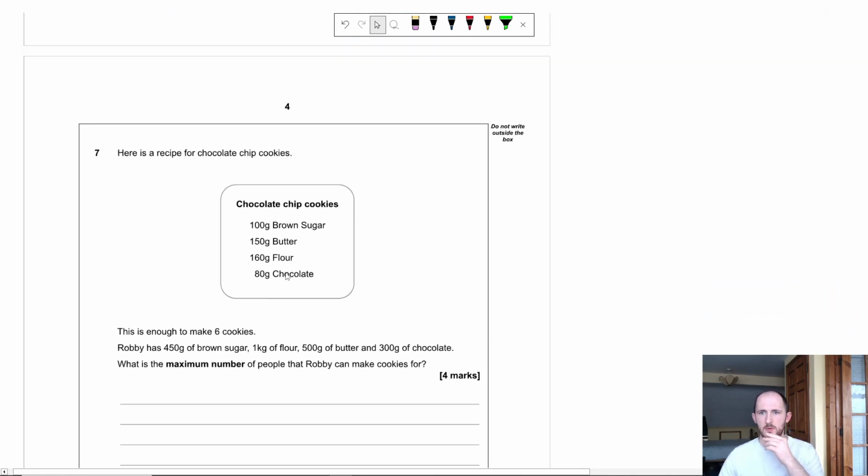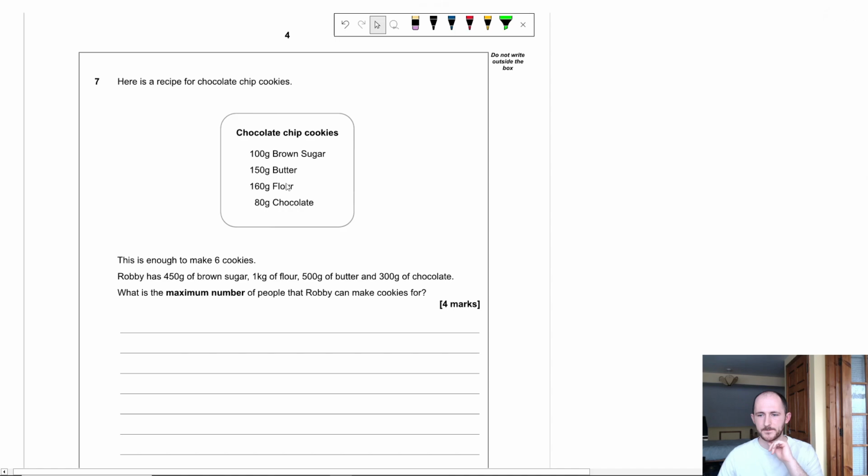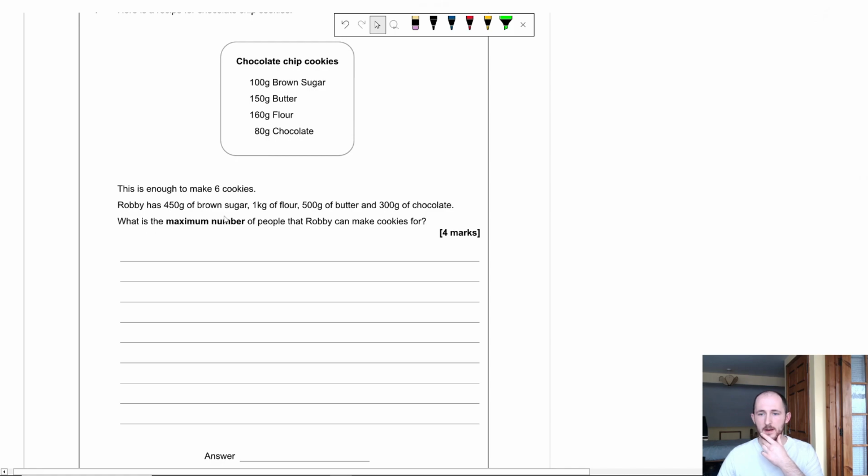Here's a recipe for chocolate chip cookies: 100 grams of brown sugar, 150 grams of butter, flour and chocolate. Robbie has 450 grams of brown sugar, a kilogram of flour, 500 grams of butter and 300 grams of chocolate. What is the maximum number of people that Robbie can make cookies for? So basically, how many cookies can Robbie make?